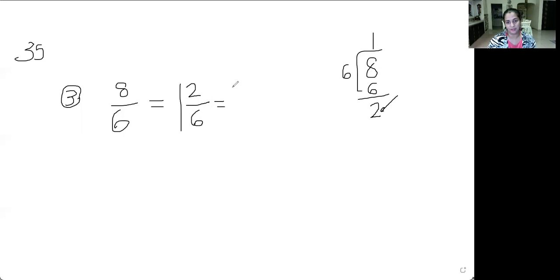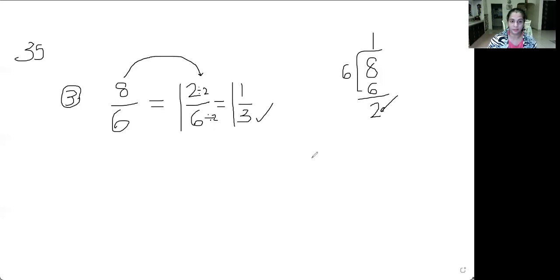2/6 can be simplified by dividing by 2, divide by 2. When you do a division or a multiplication for a fraction, you have to do it at both the numerator and the denominator. So 2 divided by 2, you will get here 1/3. So this is one method of converting an improper fraction into a mixed number.